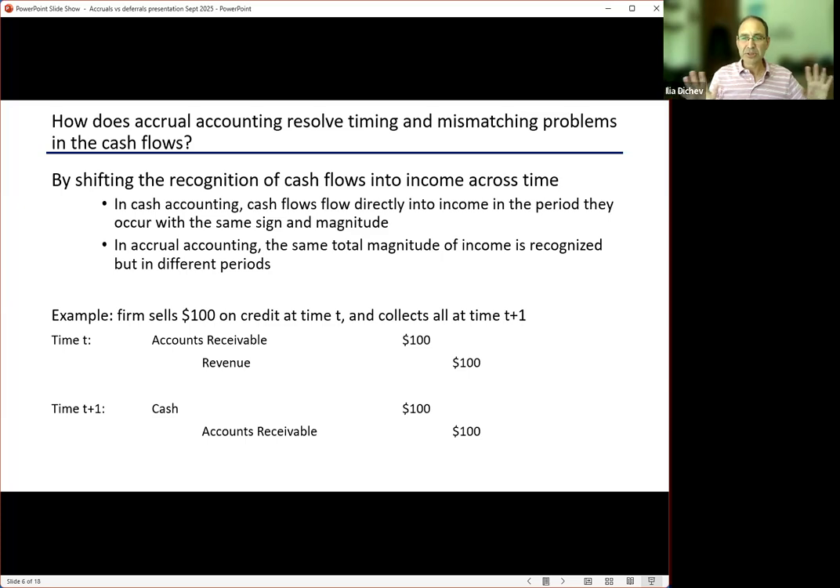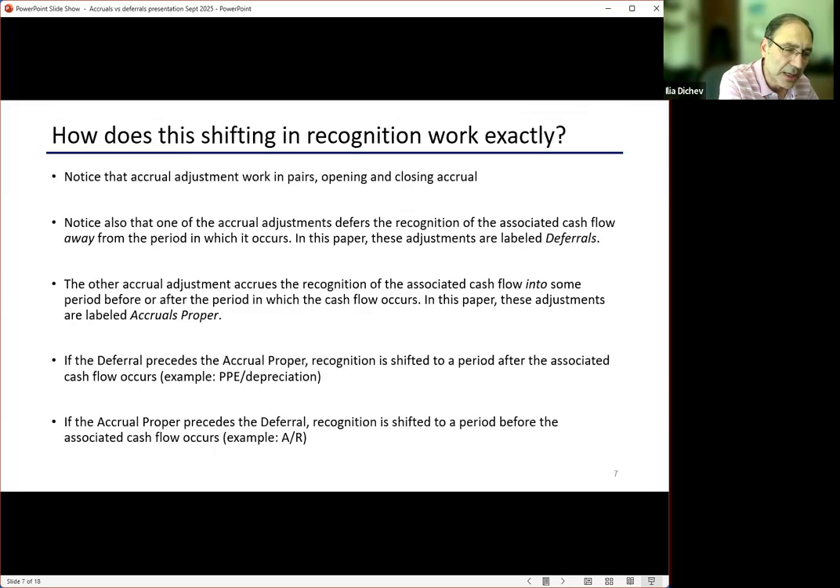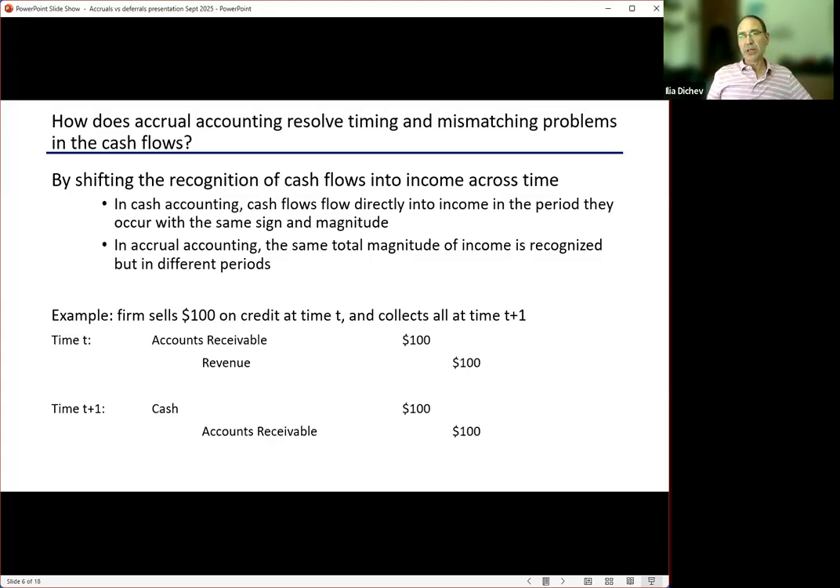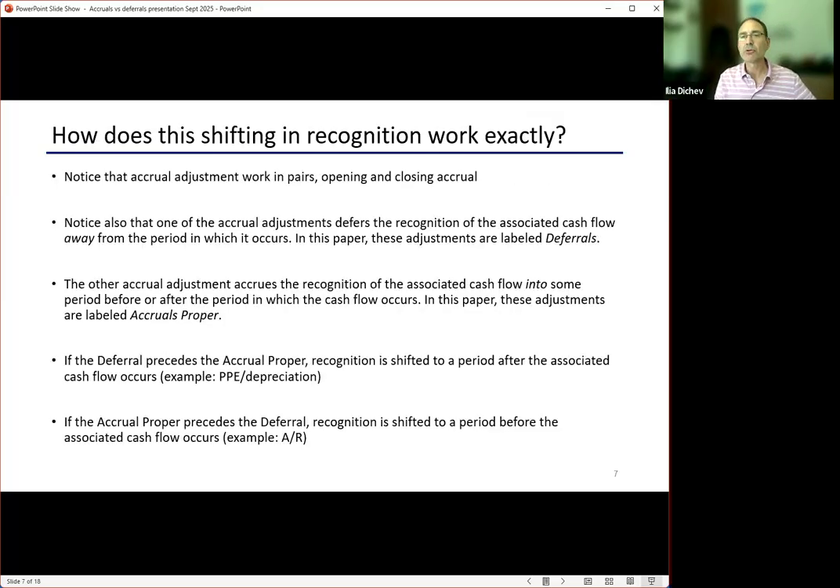Any questions so far? This is pretty straightforward, but even with these simple entries, if you look at it more carefully, it actually yields quite a bit of insight. The point here is not just that accruals affect the balance sheet accounts, right? That's the balance sheet perspective. The accounts receivable are here, but it's really that these entries go together. The two accounts receivable entries go together, and it's the combined effect which produces the recognition of the $100 into revenue at time T. So this is what I mean here: the accrual adjustments work in pairs.